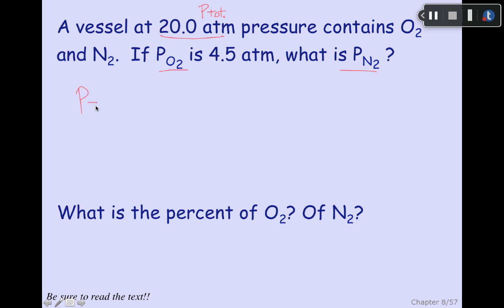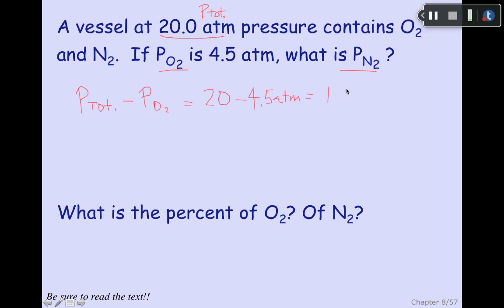Well, it should be related to the total pressure. And if the total pressure is the sum of the individual parts, take the total pressure minus the pressure of the oxygen, and you will have the pressure of the nitrogen. And so, simple enough, we'll take 20 atmospheres minus 4.5 atmospheres, and those are the values shown in the question.